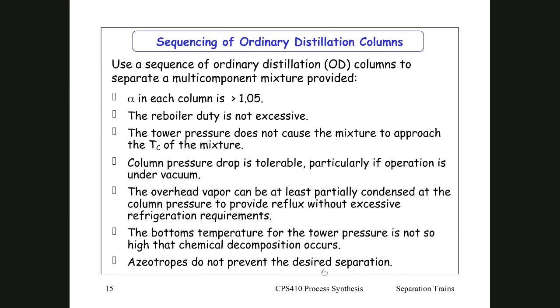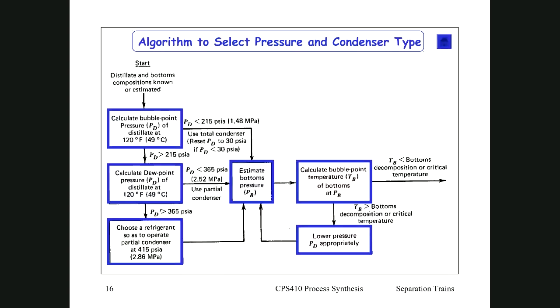Right, so as I said, most of these points can be met with the normal problem. So generally you'll find that the alpha is greater than 1.05, at least 1.1, and after that, most of these things will be true. Okay, let's go on to the next slide.